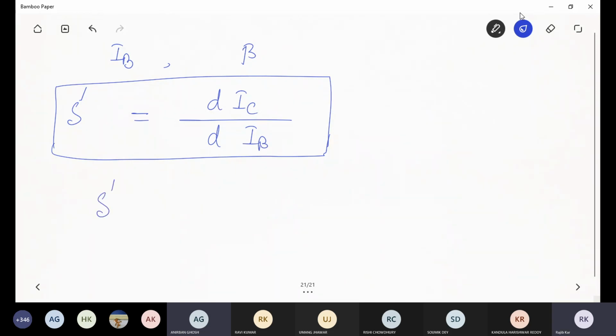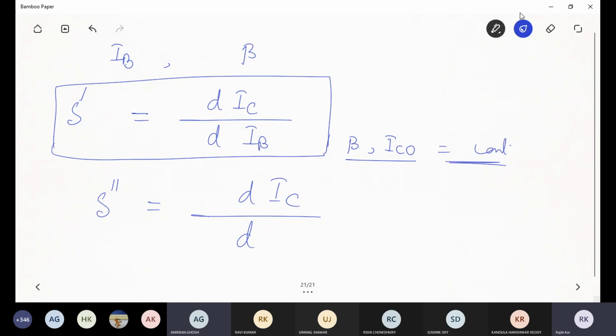Another stability factor is defined as S double dash, which is the change in collector current with respect to beta. Now remember, whenever I assume the change in collector current with respect to IB, I have assumed that beta and ICO are constant. This is because there are three parameters: two have to be made constant, and the other is variable. Here beta is variable, and ICO and IB are constant.